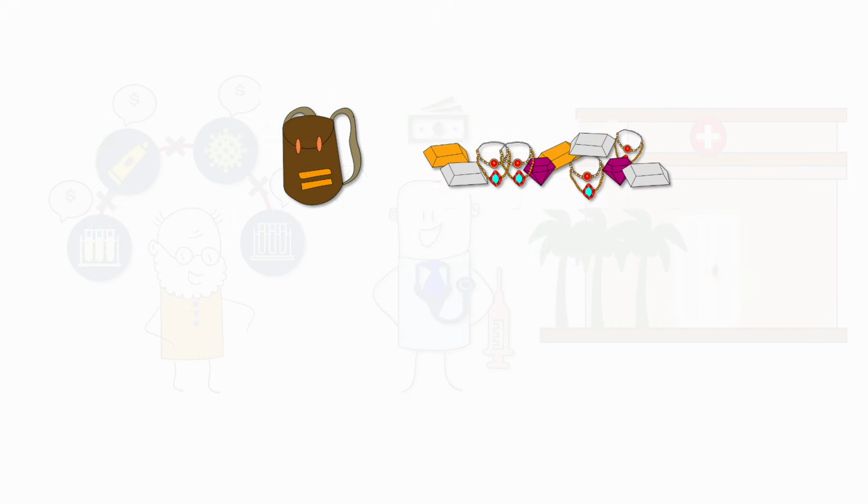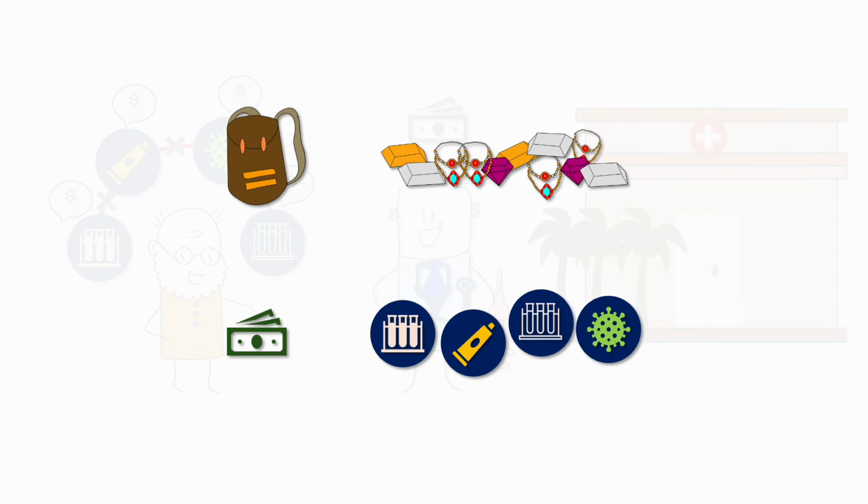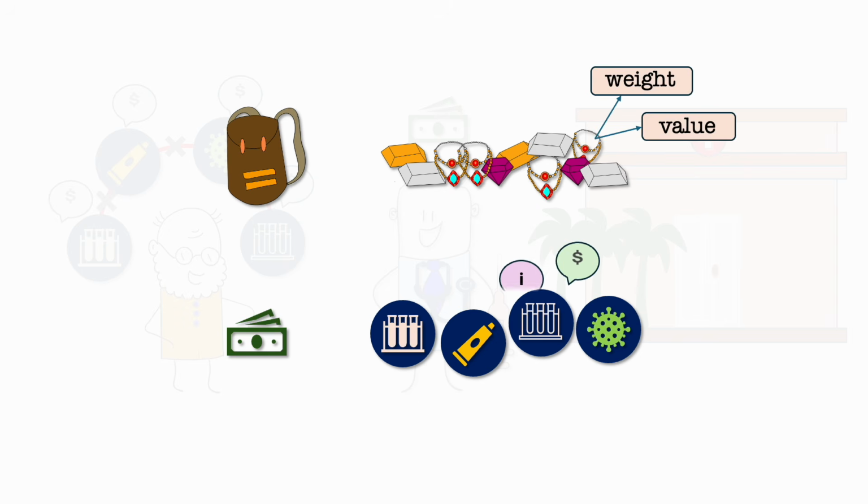Once again, this is a zero one knapsack problem. Here, the hospital budget is the knapsack capacity. Each medical test is an item. The cost or time is the weight, and the usefulness of the test is the value.